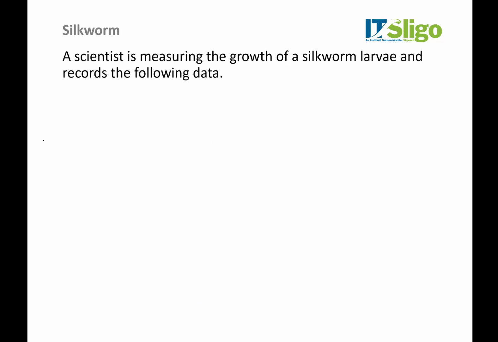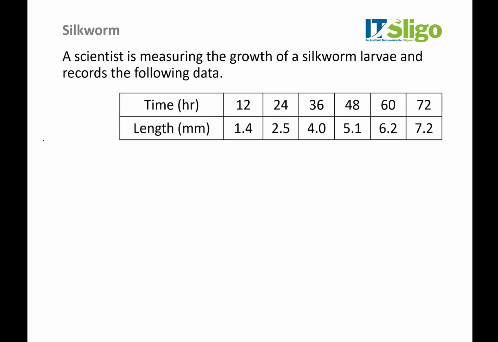So we just take a look at some data rather than kind of talking about things in a rough sense. We're looking at a scientist who's measuring the growth of a silkworm larvae and records the following data. So every 12 hours, the larvae has been measured. So time, guys, is our input. We are choosing the interval of measurement. How often are we going to measure this guy? Then the output, what we measure, is our output. And again, guys, these produce coordinate pairs.